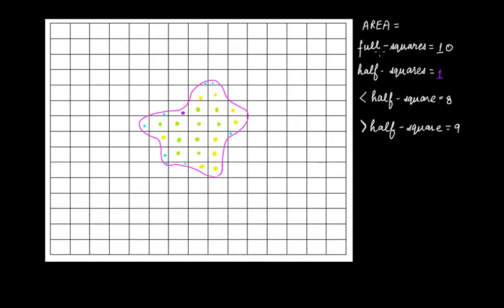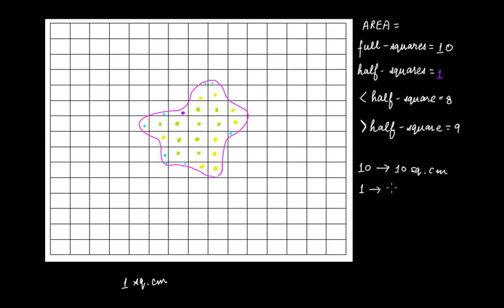So for the full squares, we have 10 full squares. What area will it be? Since we have 10 full squares and 1 full square is 1 square centimeter, we know this. So 10 full squares will make 10 square centimeters. This will be the area for these 10, right? This is half squares. This is 1 half square.